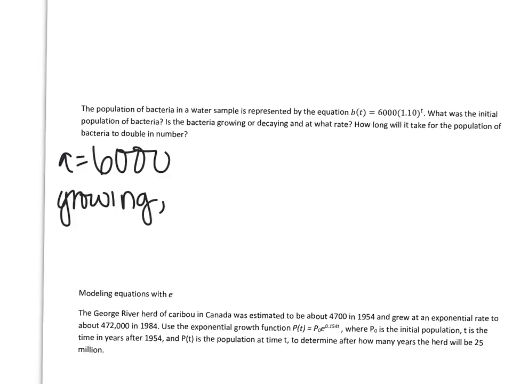And what rate is it growing at? What percentage is it increasing at? 10%. Yeah, it would be 0.1, but we want to convert that into a percent, so it would be 10%. And then it wants to know how long will it take for the population of bacteria to double in number. So you're trying to figure out when it gets to what? 12,000. That's the goal you're looking for. So I'm going to stop there.